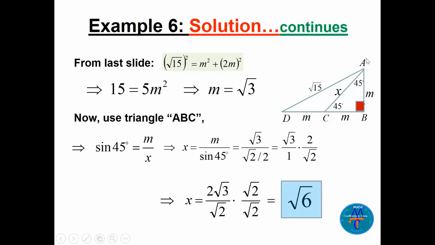Now let's use triangle ABC to find X. ABC here, the small one. Sine 45 will be M over X, the opposite over the hypotenuse. So X will be M over sine 45. M we found already, square root of 3. Sine 45 will be square root of 2 over 2. So I leave the first fraction, multiply by the reciprocal, 2 over this, rationalize, you see? 2 square root of 3 over square root of 2, rationalize. So it will be square root of 6 is the X.